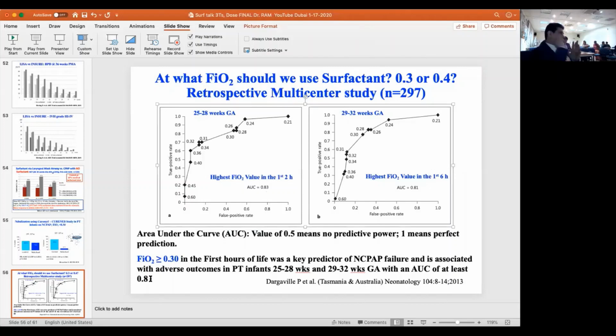They looked at the highest FiO2 value in the first hours in tiny babies, and the highest FiO2 value in the first 6 hours for more mature babies, 29 to 32 weeks. They also looked into all the other factors: gestational age, birth weight, antenatal steroids, cesarean delivery.